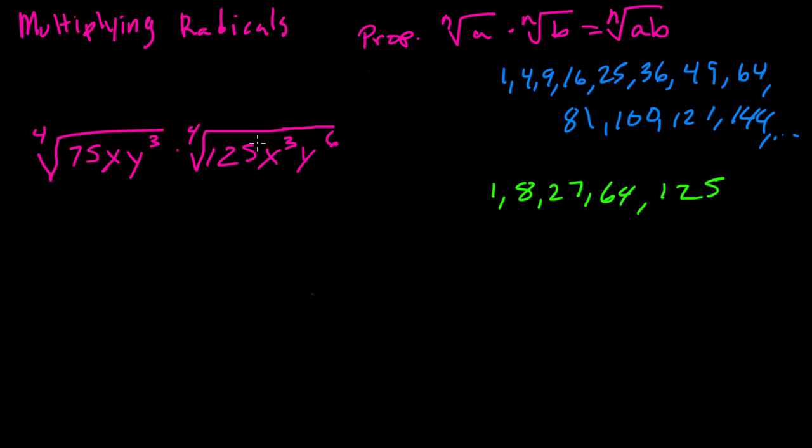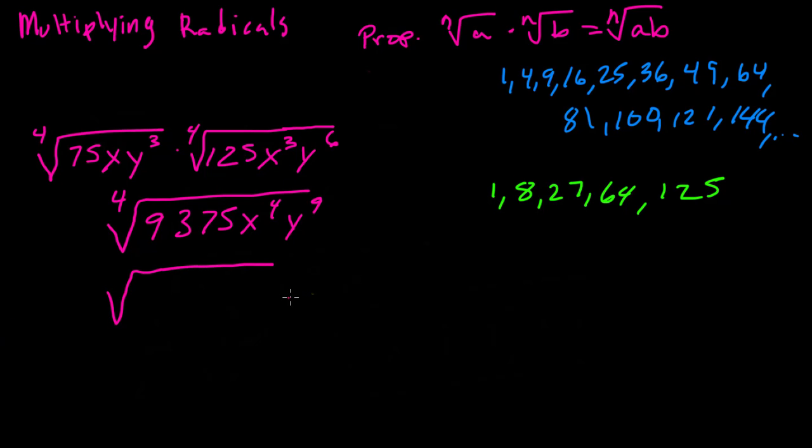Our last problem, here we have the 4th root. The 4th root of 75xy cubed times the 4th root of 125x cubed y to the 6th. So again, our property still applies. We're going to make it into one big 4th root. And I probably need a calculator. 75 times 125 is 9,375. And that's going to give us x to the 4th, y to the 9th. Add the exponents. And we're going to break this up into 2 4th roots.